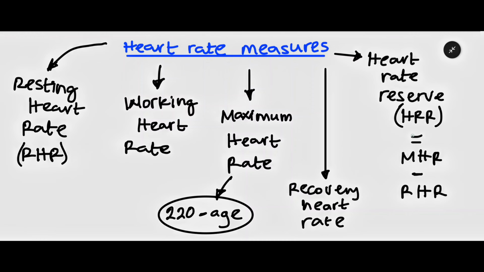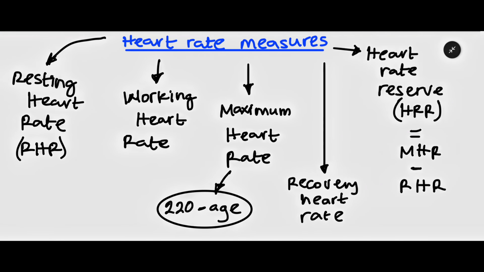We also have heart rate reserve. Heart rate reserve is equal to your maximum heart rate minus your resting heart rate. And lastly, we have recovery heart rate. This is how quickly the heart rate falls after exercise stops. So faster recovery generally means you have better cardiovascular fitness. So if you stop exercising and your heart rate falls really quickly compared to someone whose heart rate takes ages to fall, then that suggests that you're fitter than the other person.